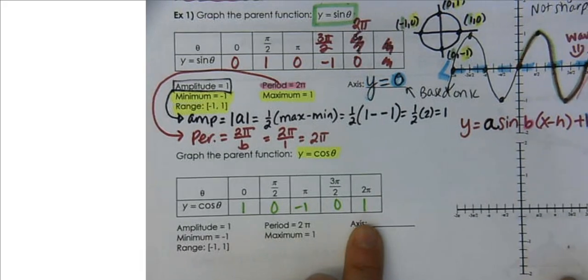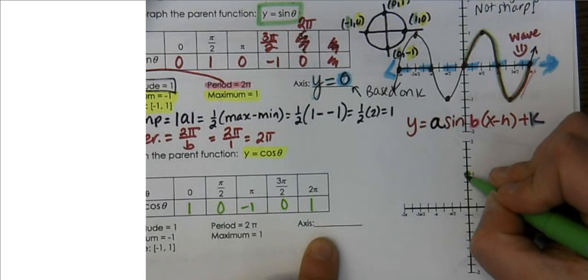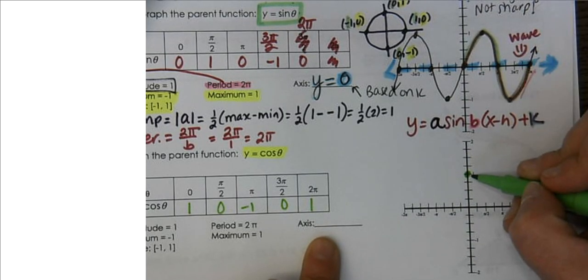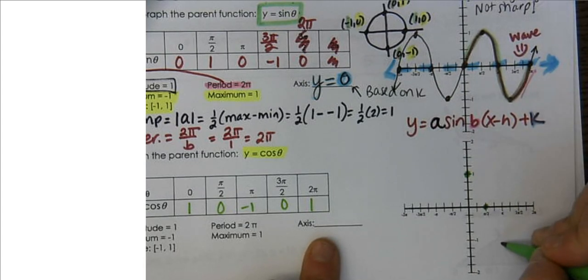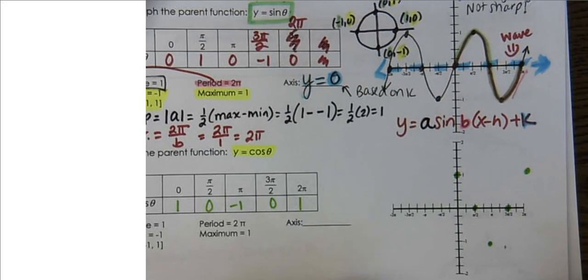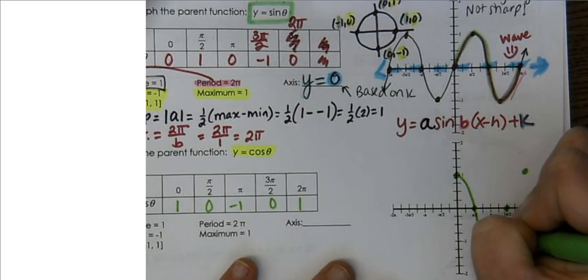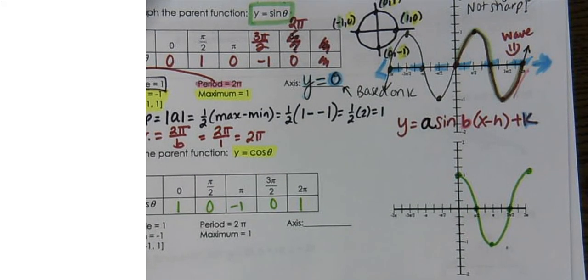Let's go ahead and take a moment and plot these points. So I'm going to start up here at 1, 0. So sine started at 0, 0, but cosine starts at 1, 0. And then we have pi over 2, 0. Pi is going to go down to -1. 3 pi over 2, 0. And then 2 pi is going up at 1. And it looks like it should be a V. But the way that we graph it is going to be smooth and curvy like a wave. So we want to make sure that we have that wave as a part of our answer.